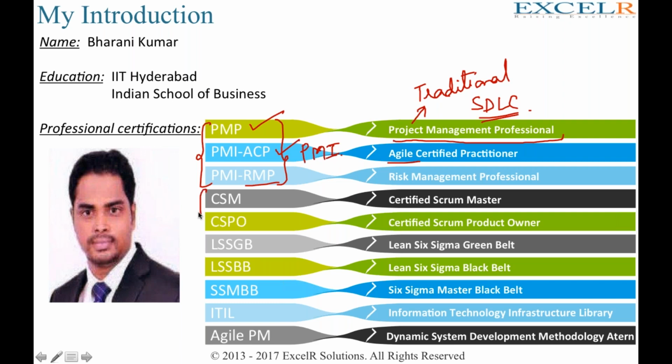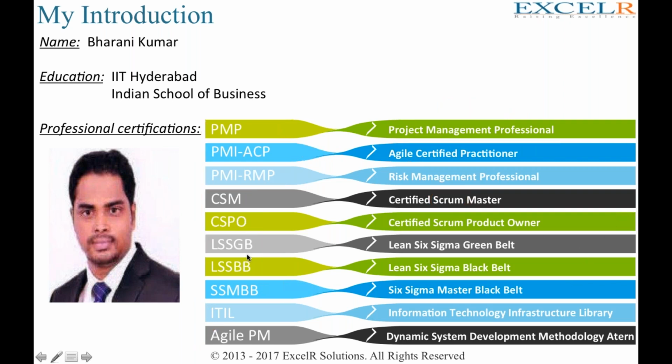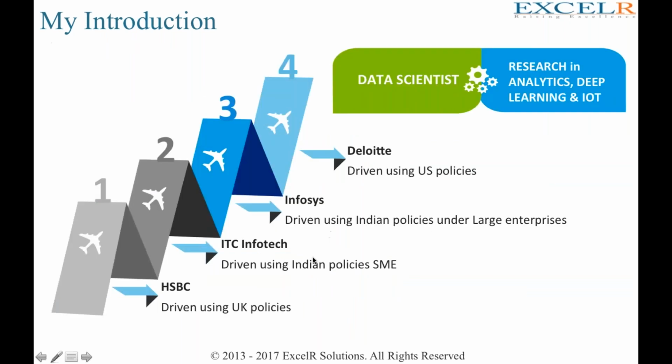From Scrum Alliance, I've done CSM and CSPO: Certified Scrum Master and Certified Scrum Product Owner. Scrum is another agile methodology, another way of managing projects. I've also done my Lean Six Sigma Green Belt, Black Belt and Master Black Belt certification from RAB QSA, now Exemplar Global. I'm also ITIL certified and I've done my Agile PM certification, that is Dynamic Systems Development Method, also another project management methodology. But your area of focus probably could be Six Sigma, because Six Sigma is all about using statistics to solve business problems. That's the boring part of my certifications.